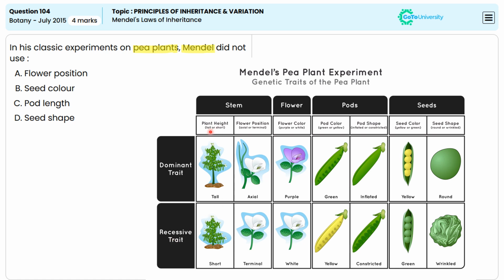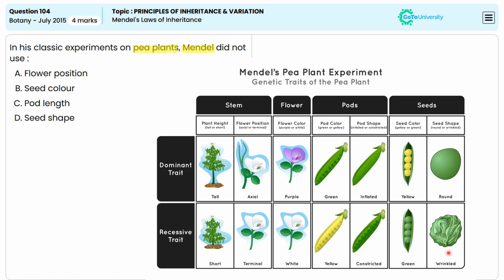They are the plant height, tall versus short; flower position, axial versus terminal; the flower color, purple versus white; pod color, green versus yellow; the pod shape, that is inflated versus constricted; the seed color, that is yellow versus green; seed shape, that is round versus wrinkled.